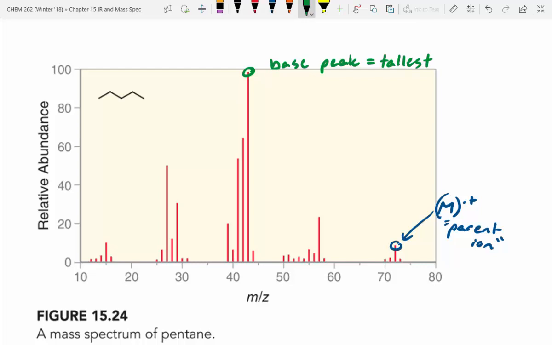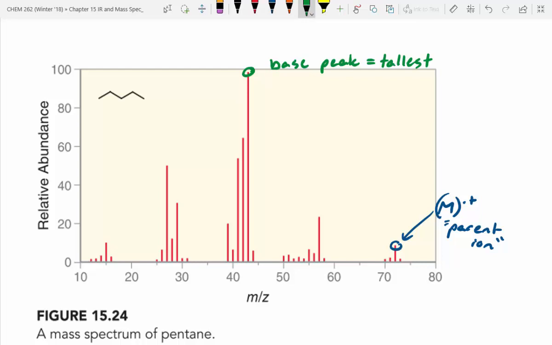And typically, if you look at the scale in your spectrum, you'll see relative abundance on that left-hand side. That's just telling you the relative abundance compared to that base peak, right? So in this case, because it's the tallest peak, it's set to 100, and everything else is set to some fraction of that, right? So if you look at our parent ion, it looks like maybe less than 10% of our base peak. So it's not in high abundance.